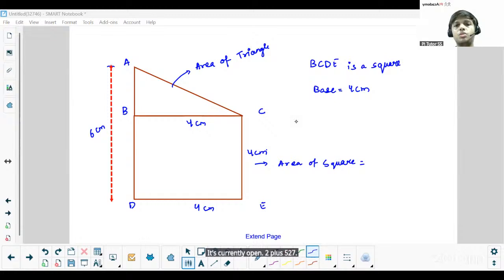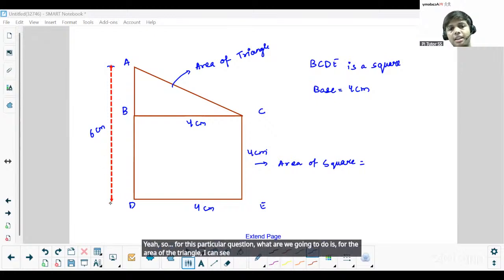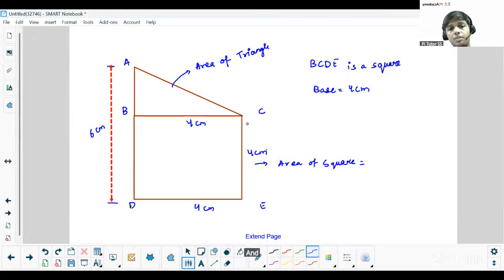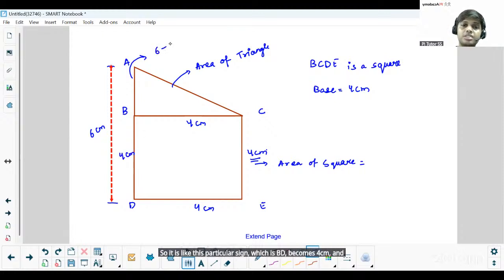Yeah, so for this particular question, what we are going to do is, for the area of the triangle, I can see this entire length is 6 centimeter. And I already know this being a square is having the side as 4 centimeter. I need to take care of this to get the final height of the triangle as well. So this particular side, which is BD, becomes 4 centimeter. And when you subtract 4 from 6, you get the final height of the triangle here. And that is 2 centimeters.